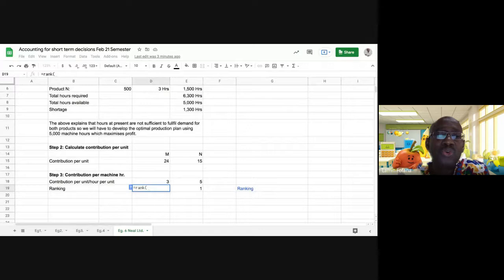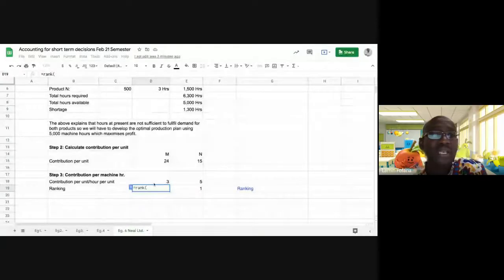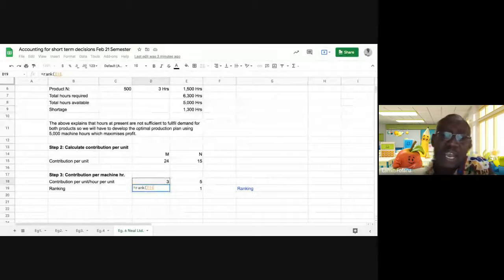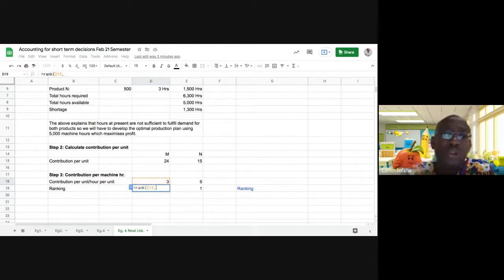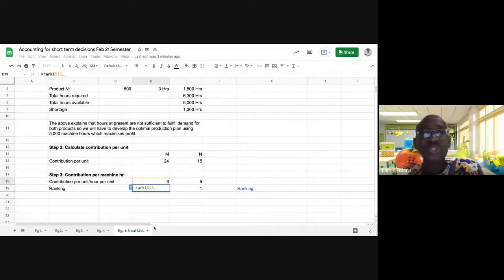So what's the reference for the contribution per machine hour for M? D18. D18. Excellent. So we click on D18. And as usual, in every formula in Excel, the various parts are separated with a comma. So we are done with the first part. What's the first part? The number we want to rank. So we just do a comma, and it will take us nicely to the second part.